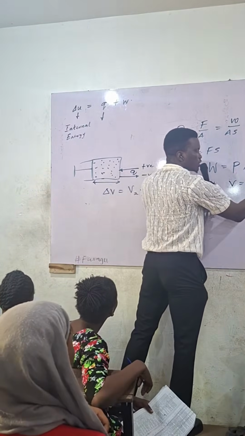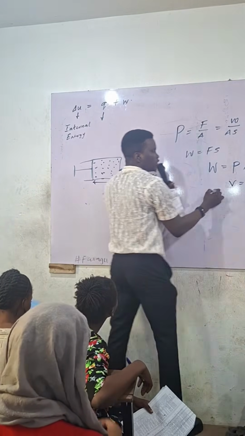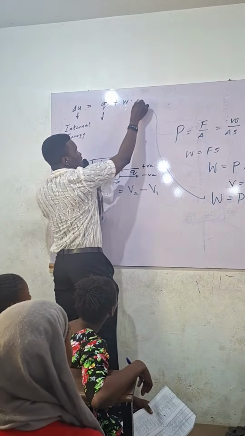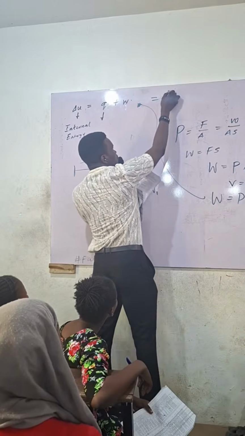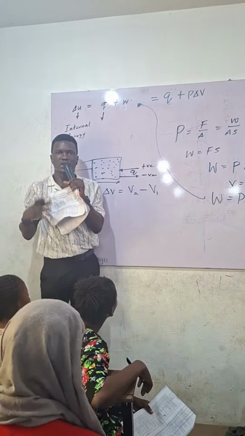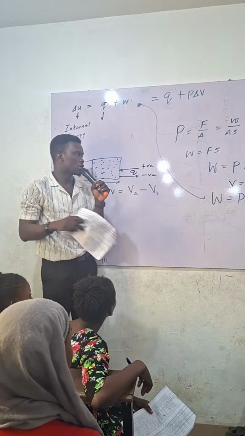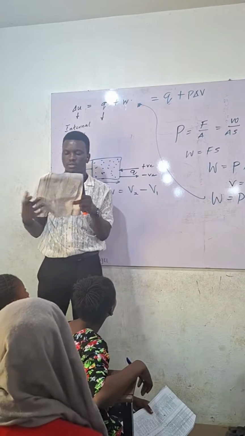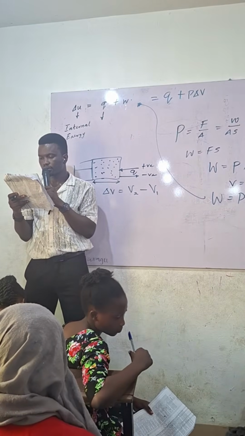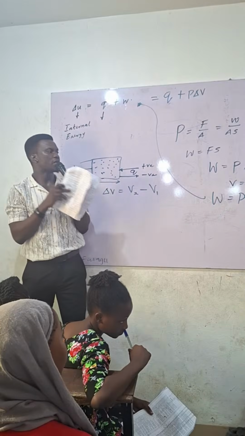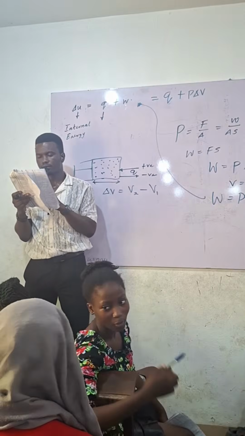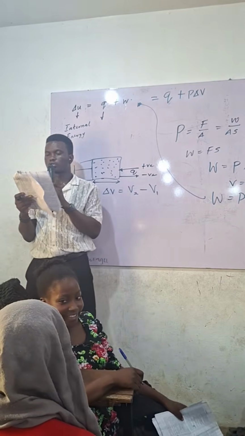So if you keep pressure constant and you change volume, your work done will be equal to P dV. So from here this equation becomes Q plus P dV. That's what they're asking you. Yes, for gases you can change the volume and pressure and everything. Is that taken now? So that's how we got the answer. The answer there is option D. Is that taken?